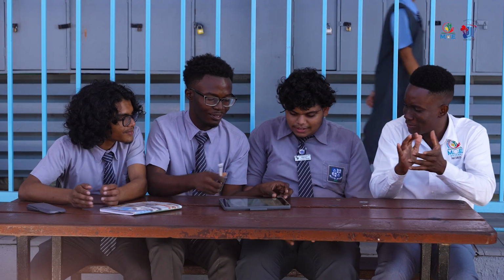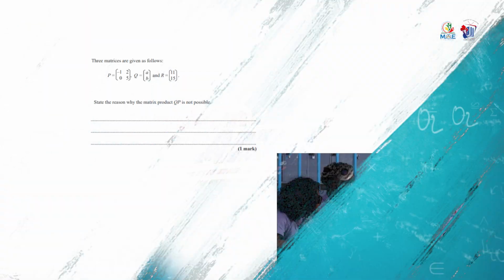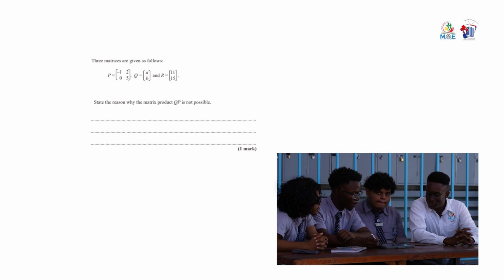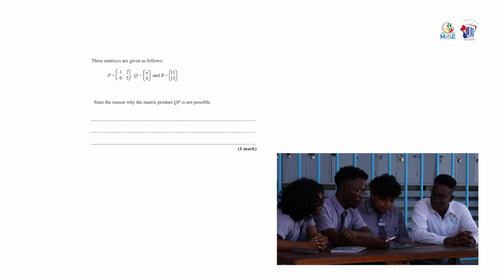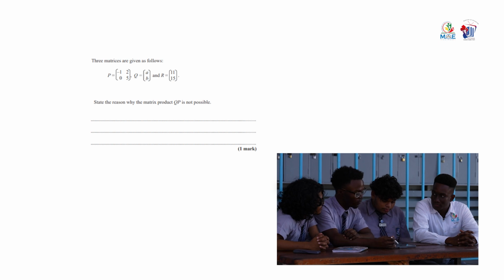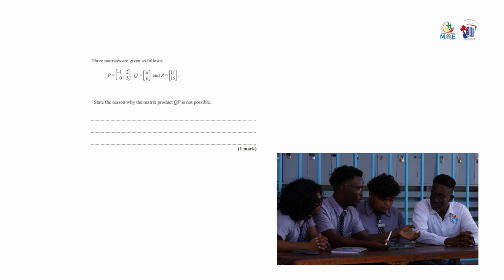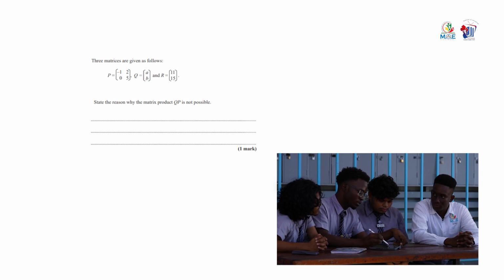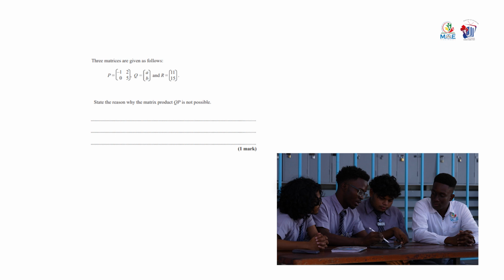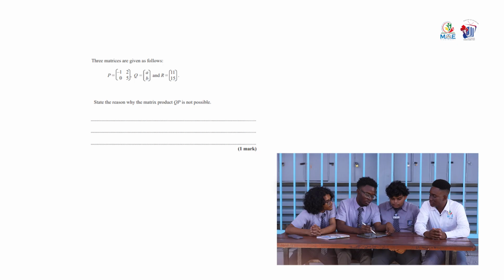Well done. So the next question says, we have the same 3 matrices, and it says, state the reason why the product QP is not possible. Okay. The product QP, the matrix Q multiplied by the matrix P. Now, to know if they're possible, we'll be using the compatibility test, right? So the first matrix Q is a 2 by 1 matrix, and the second matrix P is a 2 by 2 matrix. We know it's a 2 by 1 because there are 2 rows and 1 column.